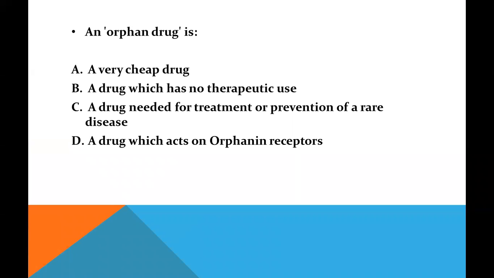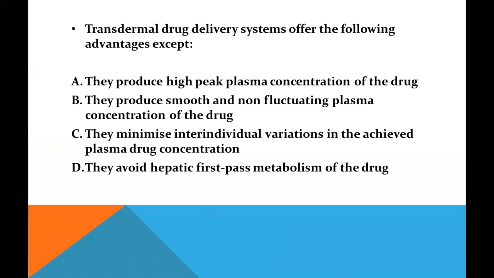So the next question is, an orphan drug is, the options are a very cheap drug, a drug which has no therapeutic use, a drug needed for treatment or prevention of a rare disease, or a drug which acts on orphanin receptors. So the correct answer is option C, a drug needed for the treatment or prevention of a rare disease. So an orphan drug is a drug that is needed for treatment and prevention of a rare disease. Now coming to the next question.